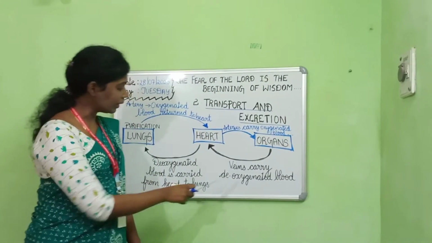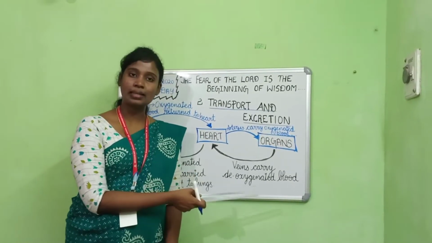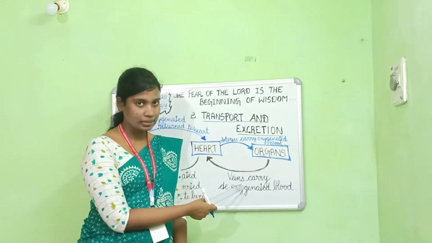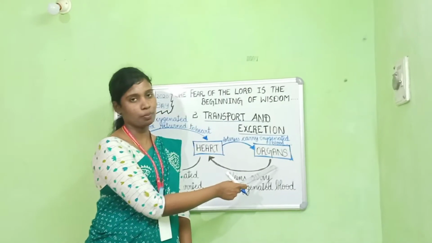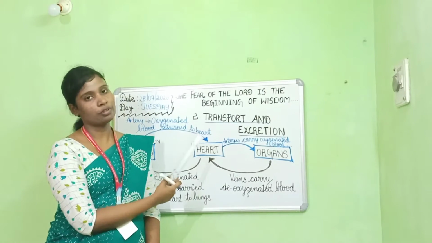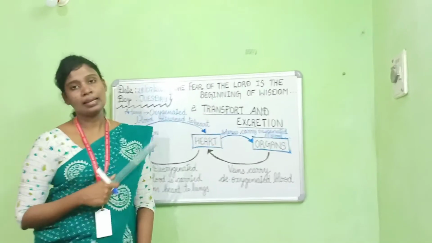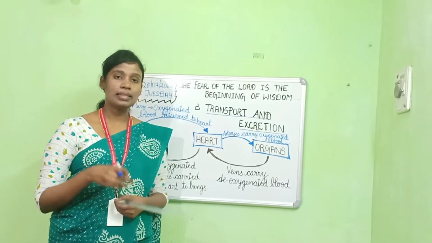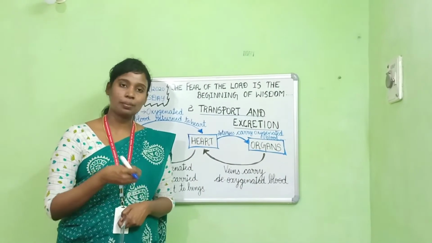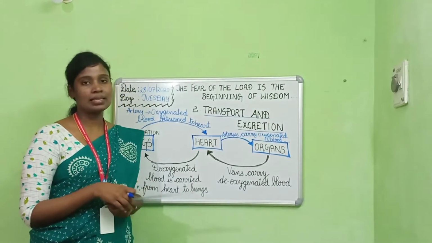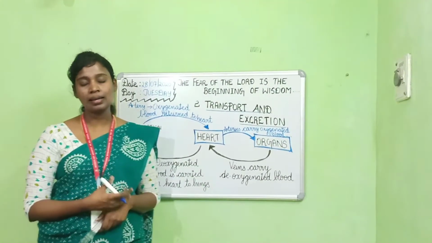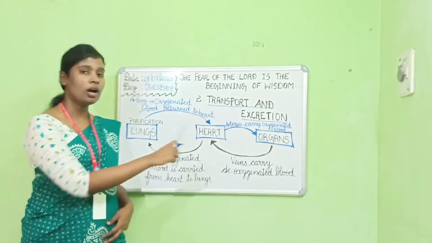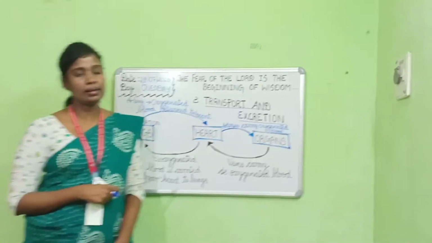So what are veins? Veins are blood vessels that carry deoxygenated blood. They carry the deoxygenated blood from different parts of the body to the heart for pumping it to the lungs for oxygenation. And the arteries lie deeper under the body, under the muscles, whereas the veins lie superficial. The veins are superficial.